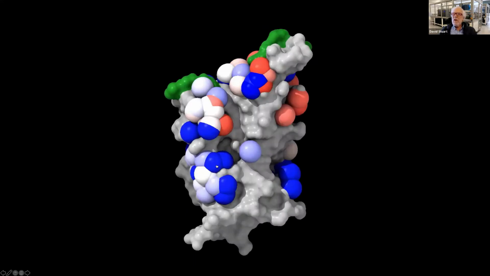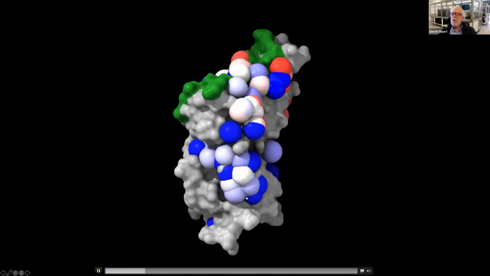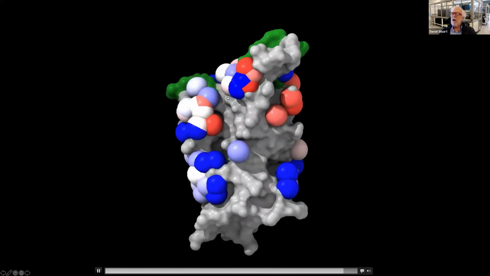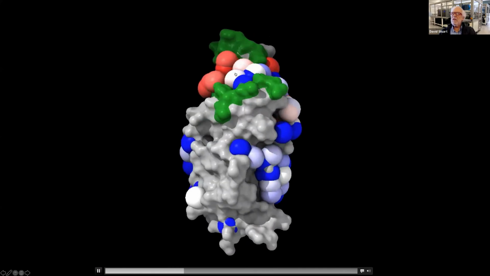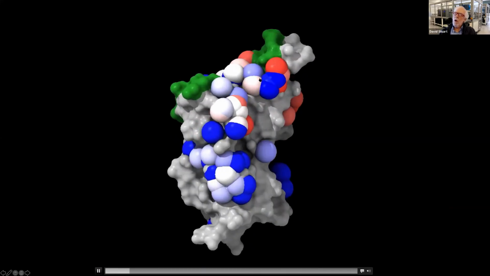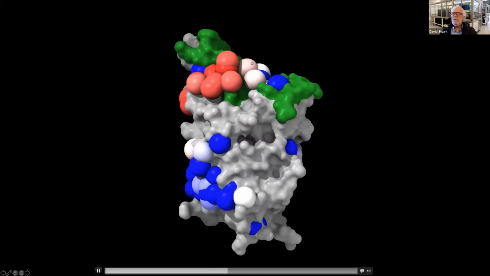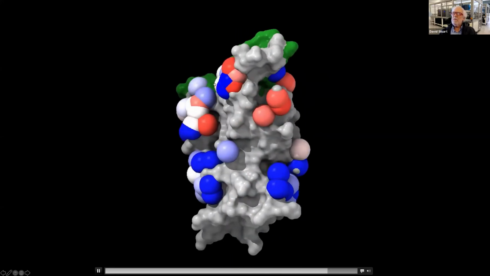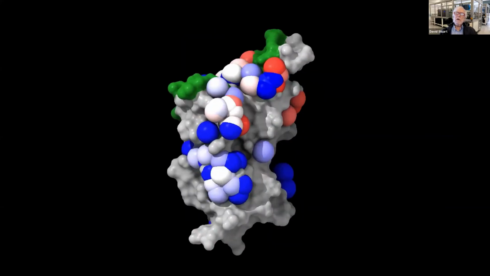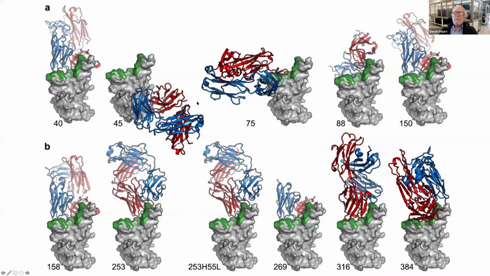We can now look and see how the neutralization maps on to these, and blue is not neutralizing, through white, up to red for the most highly potent neutralizers. And you can see that the potent neutralizers tend to be in the region where binding would block receptor binding. There's some interesting exceptions. Some molecules bind but don't neutralize, and we don't understand the reason for that, but there's a pretty good correlation.